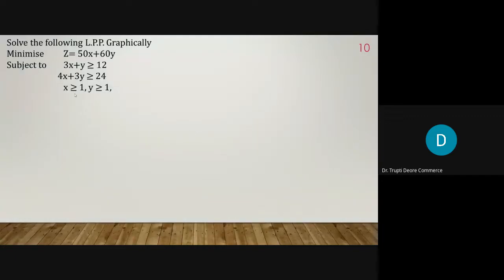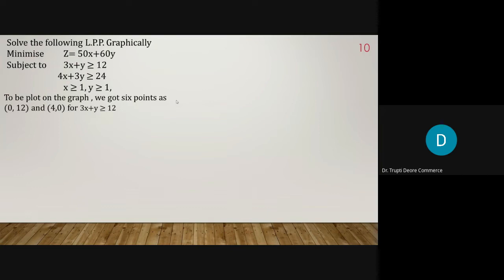It means the value is not equal to 0. It is greater than or equal to 1. So x and y will start from one unit value. So let's take out the points. There are three lines, right? So we got 6 points.